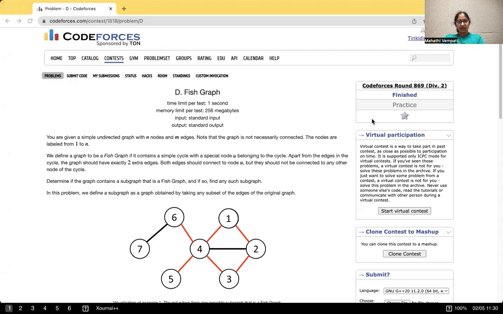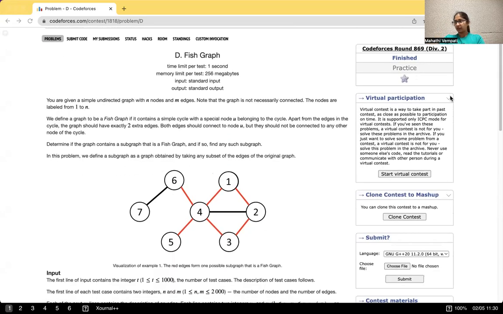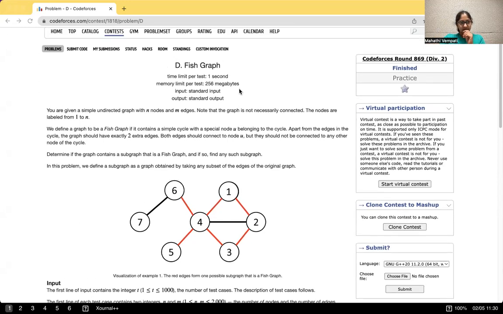Hi, today I'll be attempting Codeforces Round 869, Problem D. Haven't read this before, we'll read it right now. I had done this contest, but there was no time to read this problem. So that's what I'm going to be doing. Let's go. Okay.